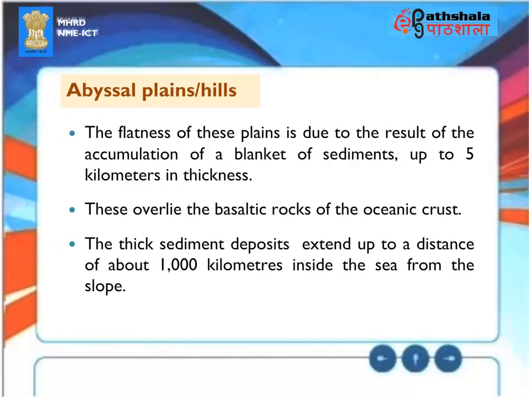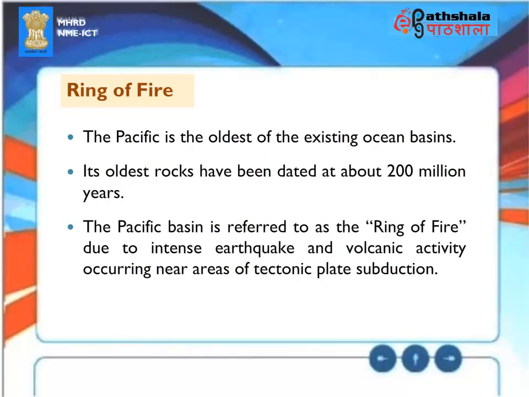The flatness of these plains is due to the result of the accumulation of a blanket of sediments up to 5 kilometers in thickness. These overlie the basaltic rocks of the oceanic crust. The thick sediment deposits extend up to a distance of about 1,000 kilometers inside the sea from the slope.